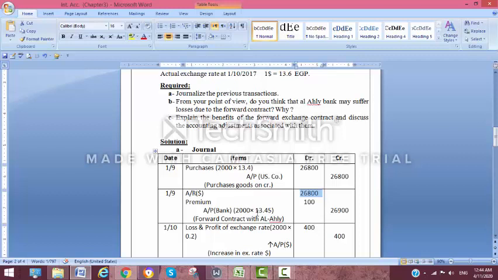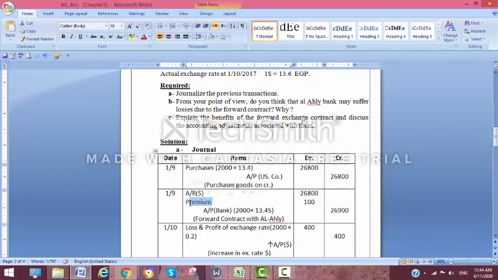So you contracted with the bank by Egyptian pounds 26,900. And now the accounts receivable, the money you will collect from the bank in American dollars, is 26,800 Egyptian pounds. The difference between them, the 100, I call the premium.